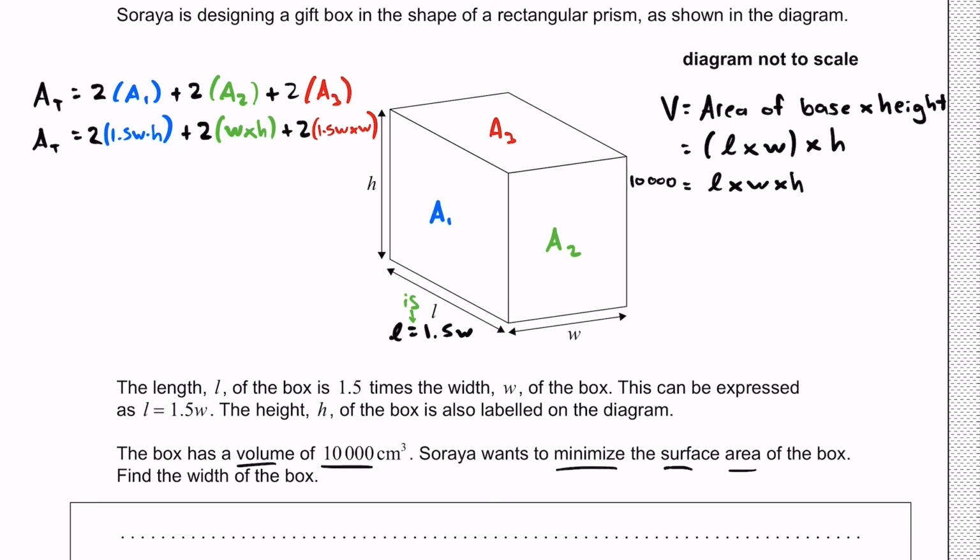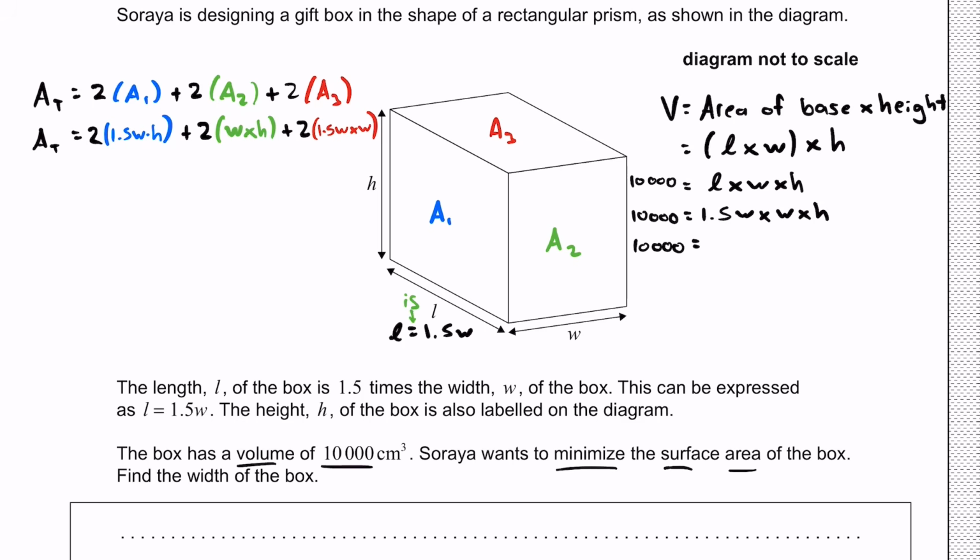Now we might think that this actually doesn't help us too much, but remember we can substitute L for 1.5W. So we can actually reduce this as well. So 10,000 equals 1.5W times W times H.